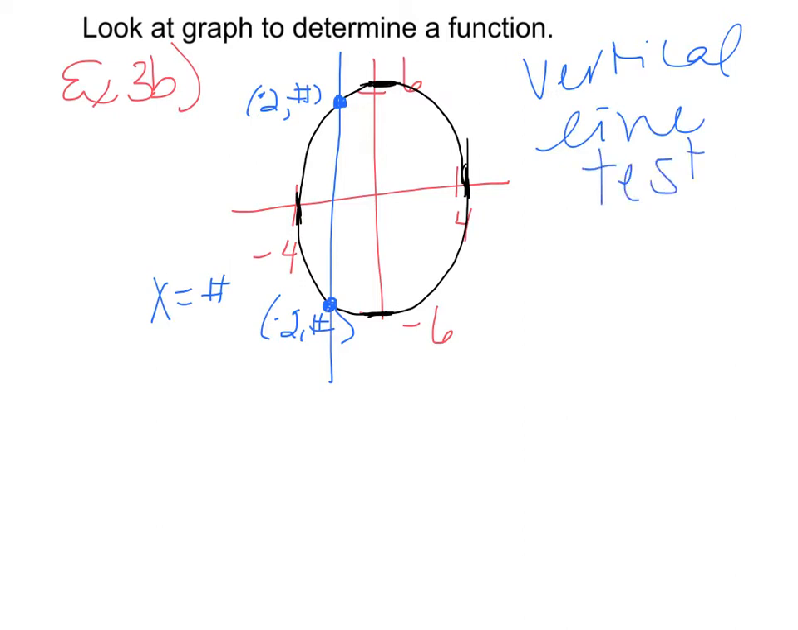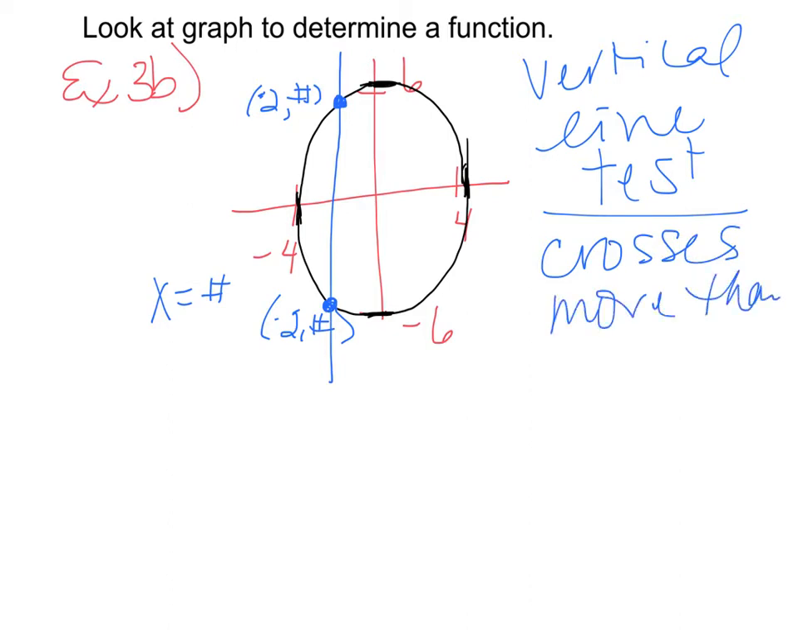Your vertical line test determines whether or not you have a function. Cool. If your line crosses more than once, then it is not a function. So crosses more than once. Oops, O-N-C-E. Try that again. Not a function.